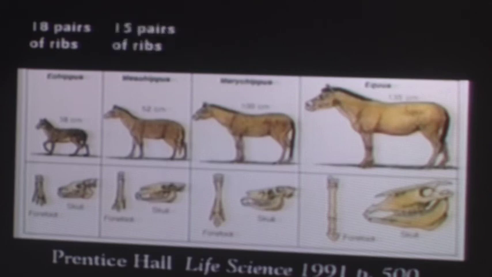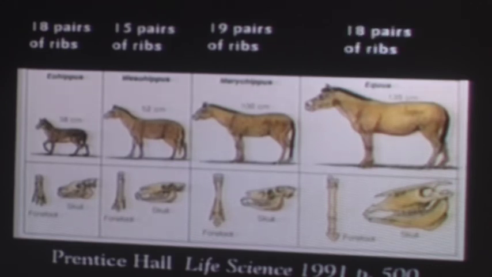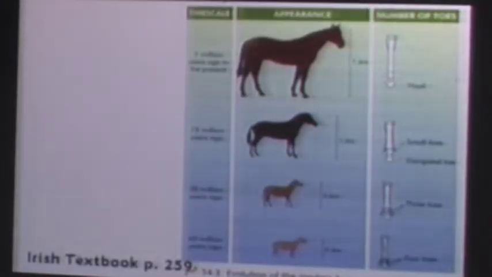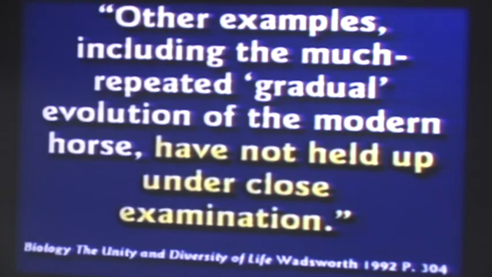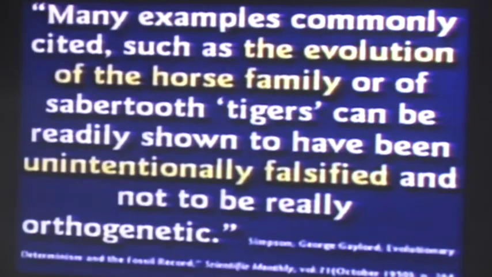A couple of trips through the buzzsaw did that. And then it miraculously grew back 19 pairs of ribs as it evolved, and then back to 18. They also don't tell them the whole thing's been proven wrong a long time ago. Like this guy says in the biology textbook, other examples like the gradual evolution of the horse have not held up under close examination. That's a polite way of saying it's proven wrong, okay? This G.G. Simpson back in 1950 said the example of the horse family has been unintentionally falsified. They knew 50 years ago this was false.